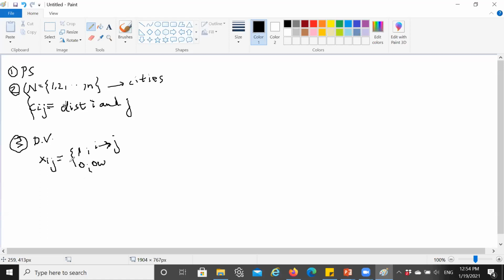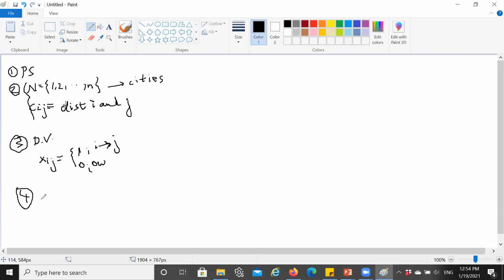Okay, so basically Xij is a binary variable. That means it takes either 0 or 1, and it's set to 1 if the traveler takes the road from city I to city J, and 0 otherwise. So this is the decision variable. Step 4, what was step 4, anyone? Objective function, right?